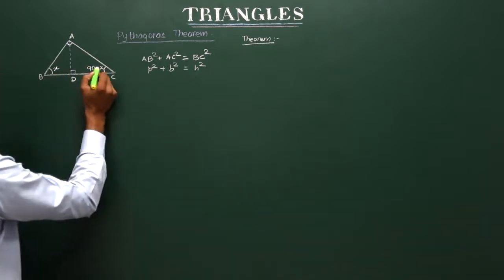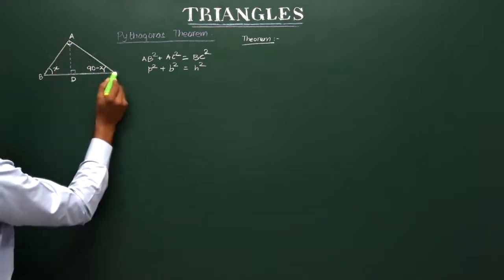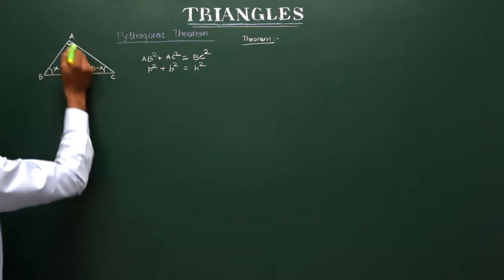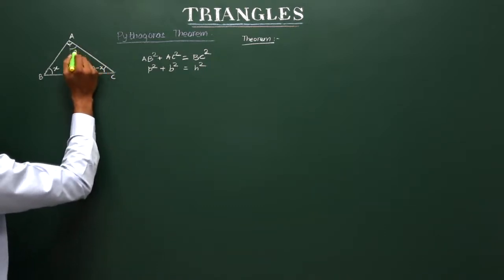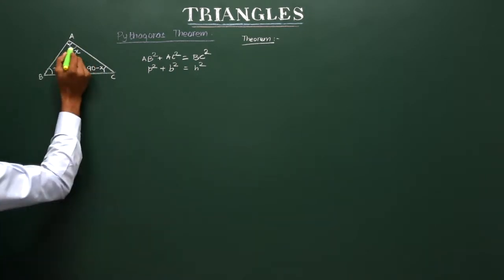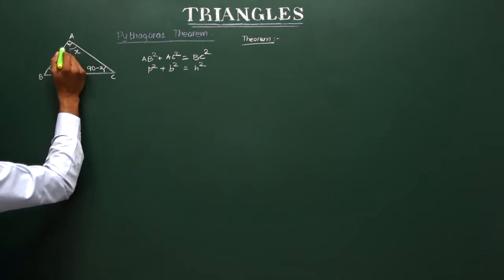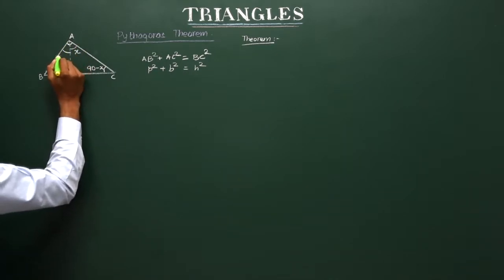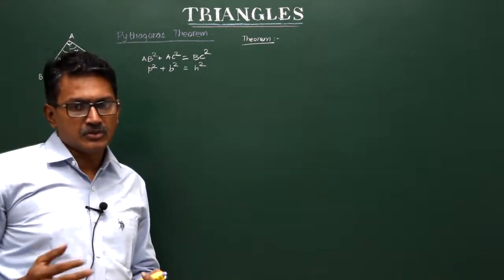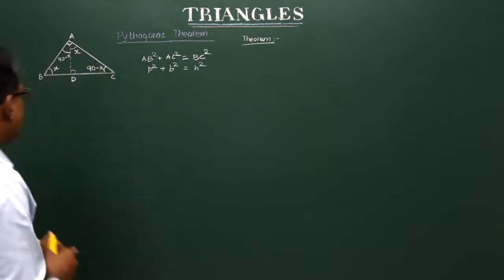Now, if this is 90 minus x, then in triangle ADC, this has to be 90 degrees, and the sum of the other two also has to be 90 degrees, so this will become x, right? And if this is x and this whole is 90, then automatically this becomes 90 minus x, okay? Now we'll just try to see the triangles, right?